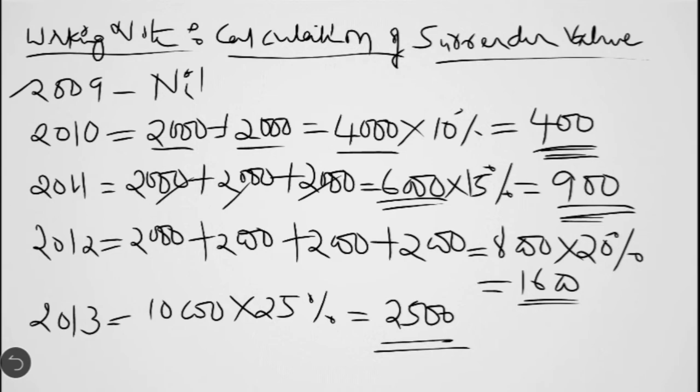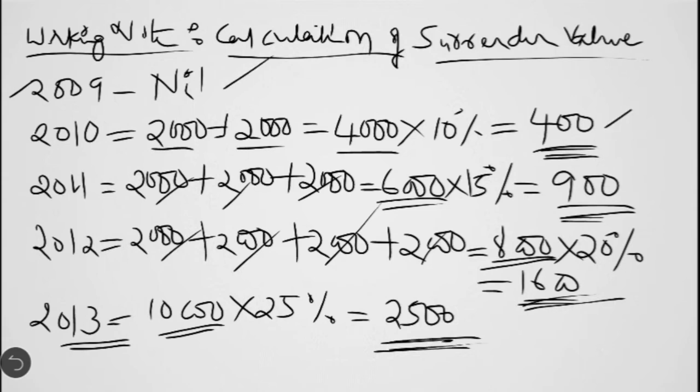In the year 2012, by then four annual premiums will have been paid: 2000, 2000, 2000, 2000. The amount is 8,000. On that, 20% will come to 1,600. In the year 2013, the total premium paid would be five. So 2000 into 5 will be 10,000, into 25% it will be 2,500. So these are the surrender values at the end of each year after the joint life policy has been taken out.